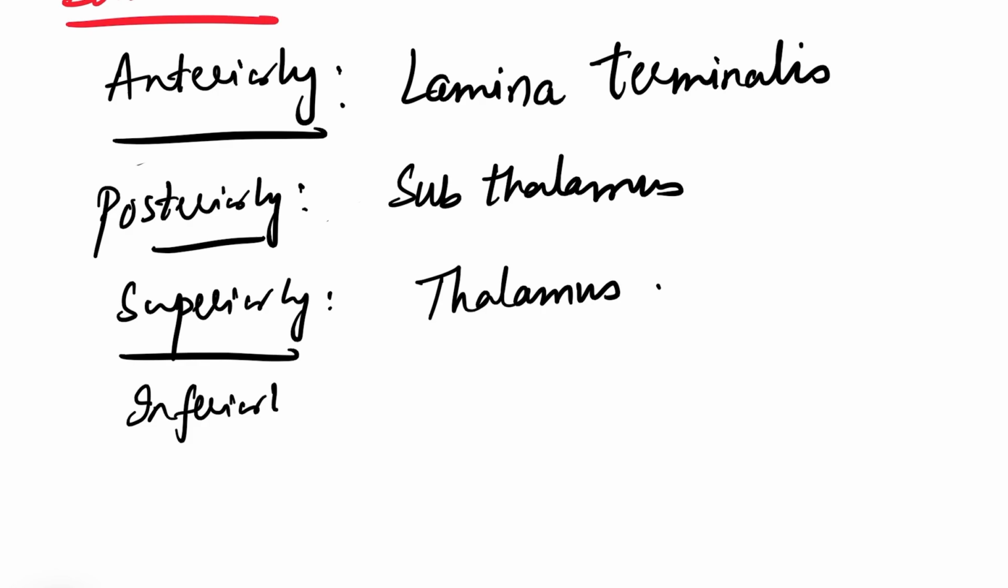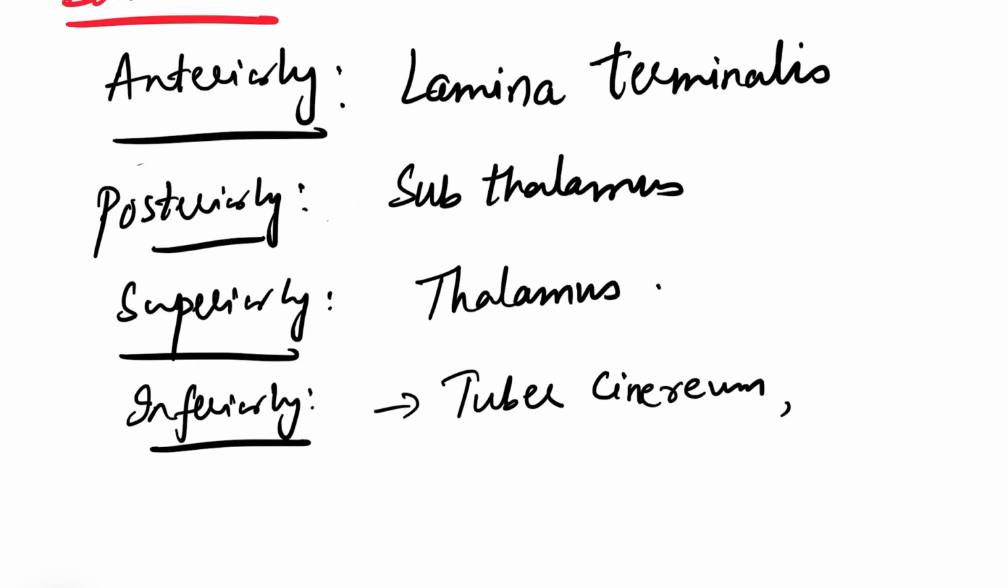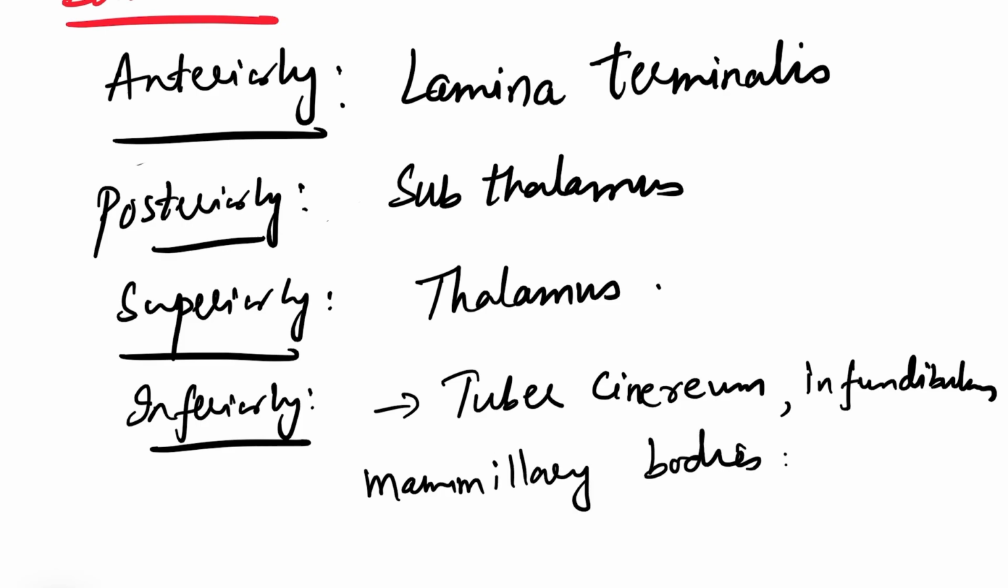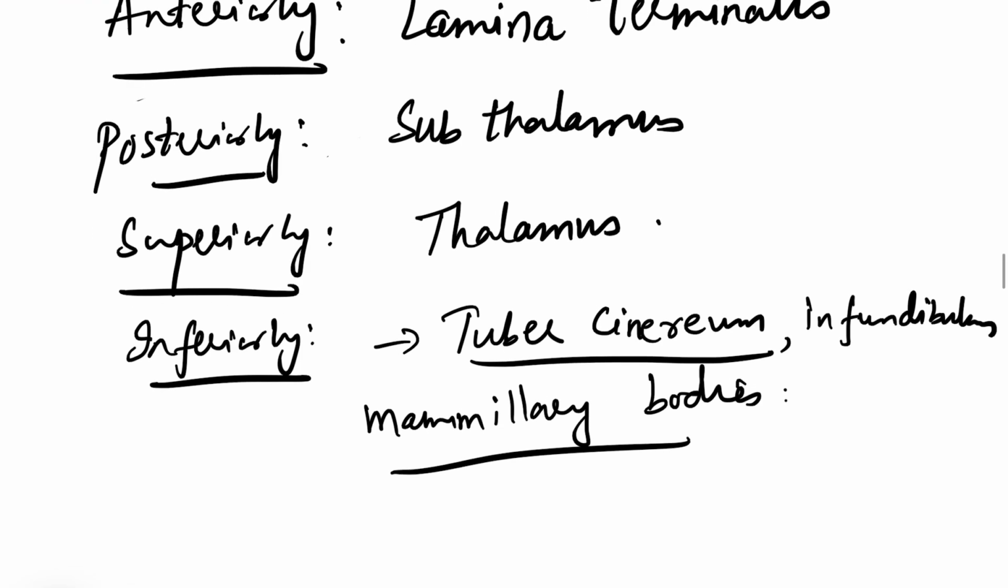Then inferiorly, that is below. Inferiorly it is related to the structures in the floor of the third ventricle, which include the tuber cinereum, infundibulum and mammillary bodies. Actually these are parts of the hypothalamus itself, for example the tuber cinereum, infundibulum and the mammillary bodies, which form the floor of the third ventricle.